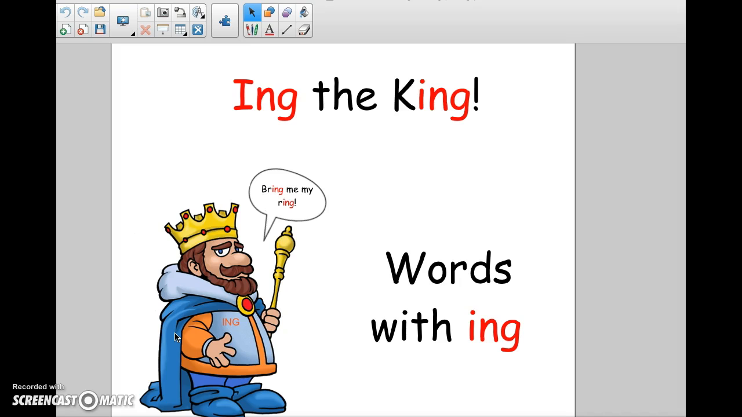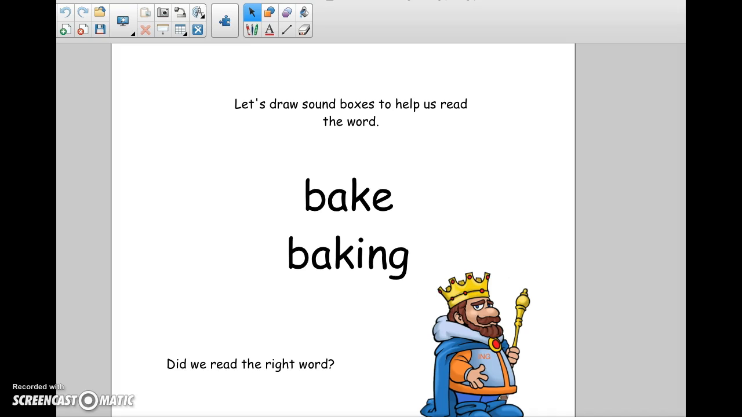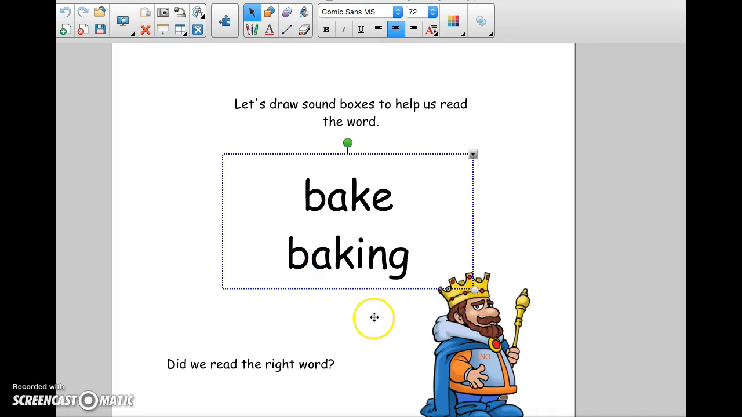we can add ing onto the end of any verb to change it to its present tense. So a lot of the ones that we looked at today all had pushy E in them. And what happens when you have a word with pushy E at the end of it is you get rid of the E and you add ing. So, for example, bake would become baking without the E in it. And the reason I introduced it this way is because if students just tried sounding this out on its own, they would say backing.